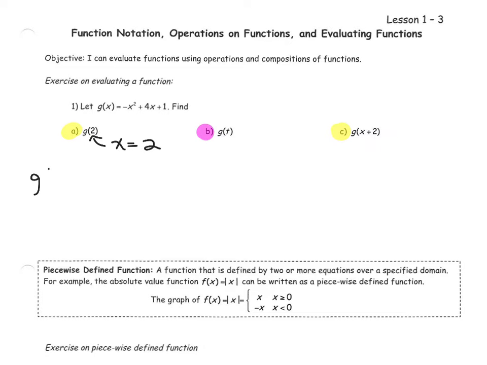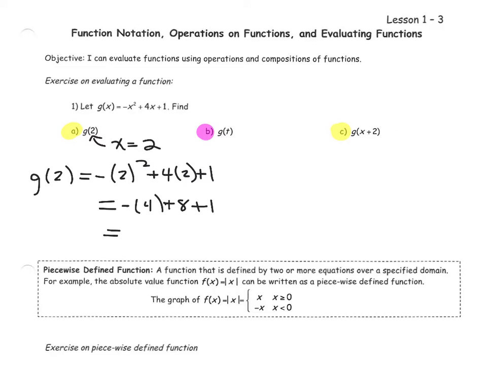So I have g of 2 is going to equal negative 2 quantity squared plus 4 times 2 plus 1. I have negative 4 plus 8 plus 1. You guys do not need to use a calculator. We have 4 plus 1, which ends up being 5. So that's just evaluating our first function. You're going to do B on your own, and let's just take a look at C.